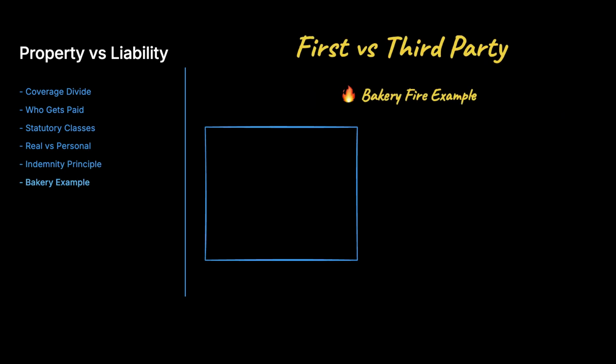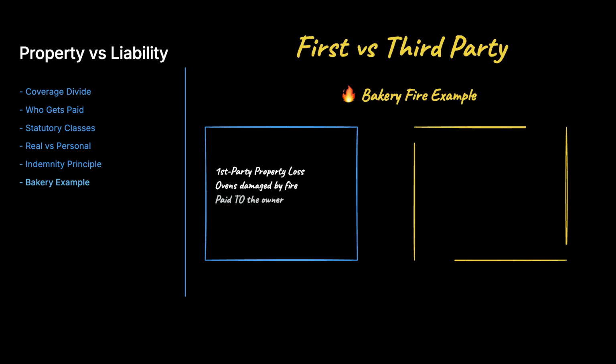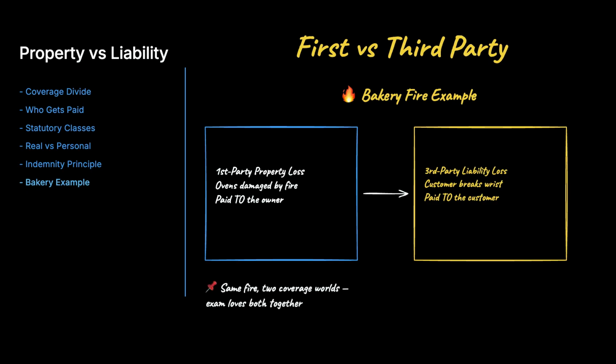Picture a bakery. A fire chars the ovens, and that damage to the bakery's own equipment is a first-party property loss paid to the owner. Now a customer slips and breaks a wrist, and money paid to that customer is a third-party liability loss. Same fire, two coverage worlds, and the exam loves both in one question.